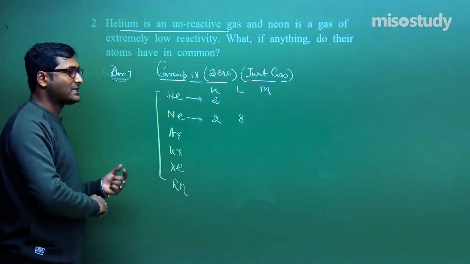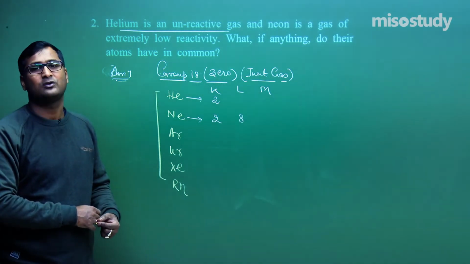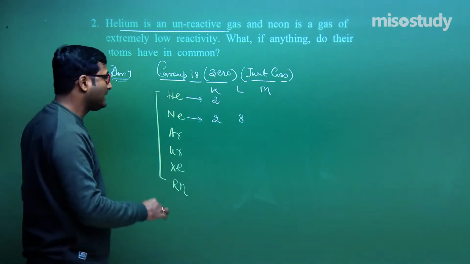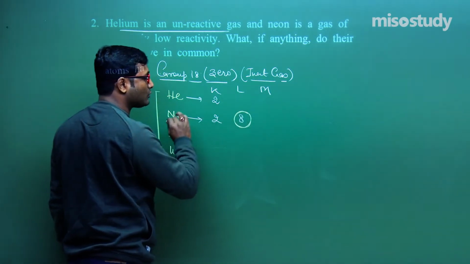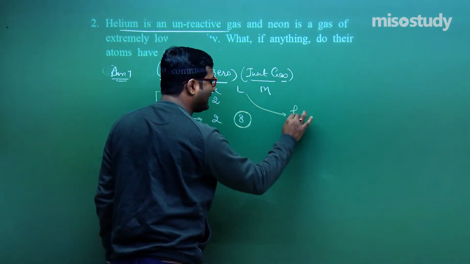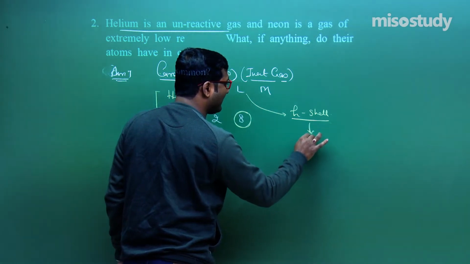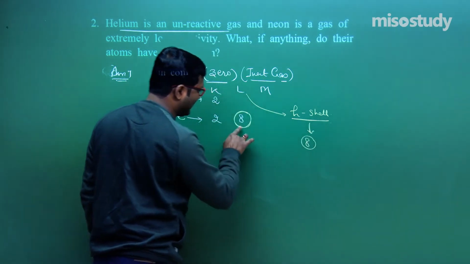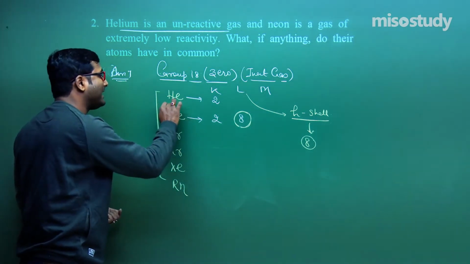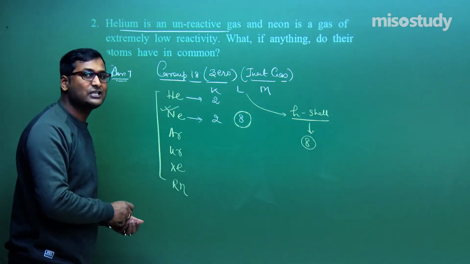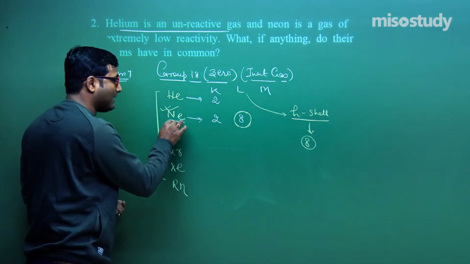As I told you, if any element has a filled outermost shell, then it is stable in nature, or you can say inert in nature. In case of neon, it has 8 electrons in the outermost shell. That means the L shell is completely filled, because the L shell has a maximum of how many electrons? 8 electrons, and it contains 8 electrons. Due to this reason, it acquired the inert gas configuration, that is a stable configuration, which makes it inert.